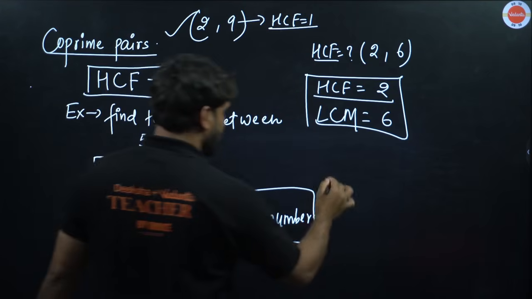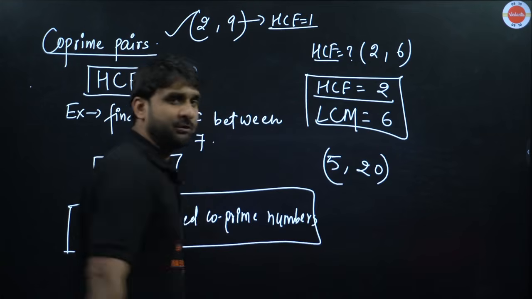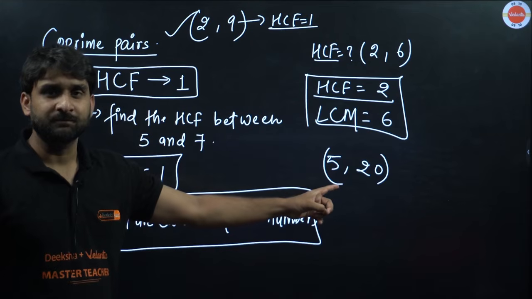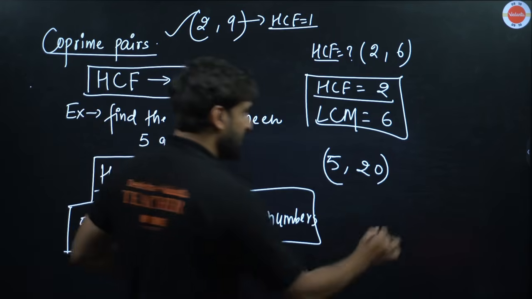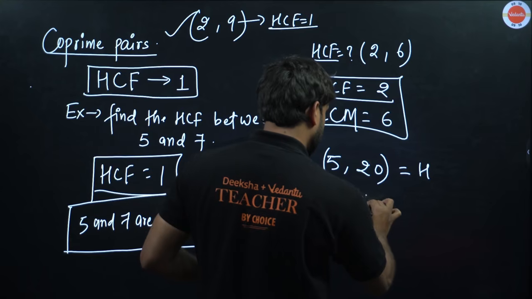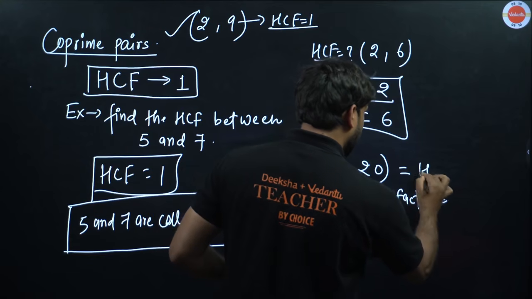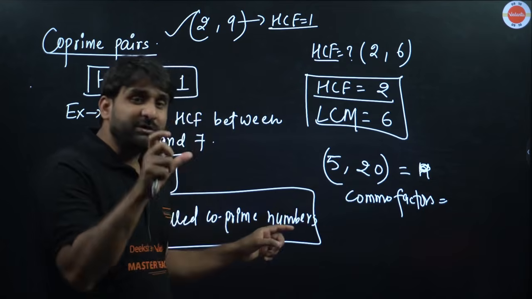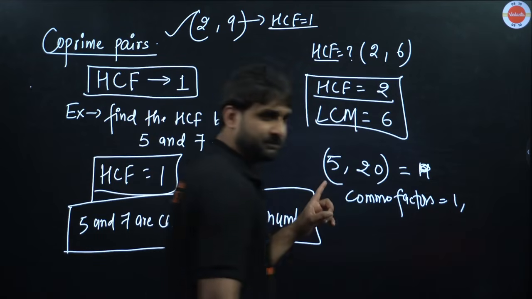Now, if I ask you, 5 and 20, are they co-prime pairs? No, they are not co-prime pairs. Listen how, champion. Because here, how many common factors will be there? Find out the common factors. Common factors means which numbers can divide these two numbers. So, 1 can divide both the numbers.